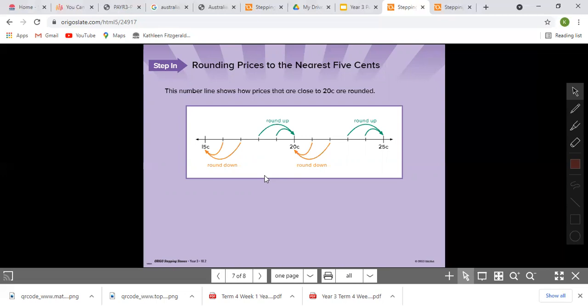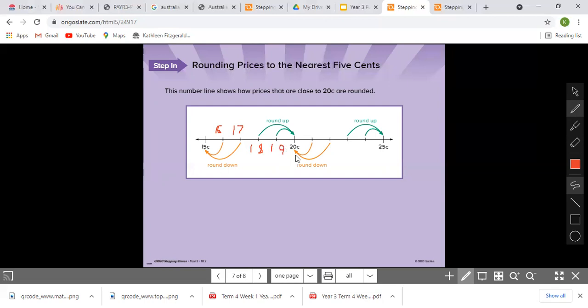But we don't need to do that when we're rounding to the nearest 5 cents. And the reason for that is because there are only 4 ones that it could be. So between 15 and 20 cents, we've got 16 cents, 17 cents, 18 cents, and 19 cents. So these two at 16 and 17, they get rounded down, and these two at 18 and 19 get rounded up.